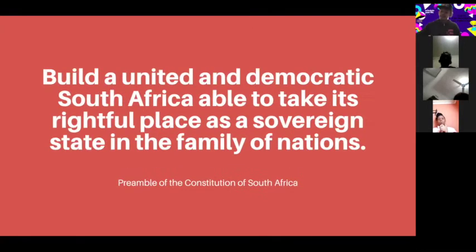And then the fourth part of the preamble says to build a united and democratic South Africa and take its place as a sovereign state. A sovereign state, hopefully they've taught you in the past, means you run your own country by your own laws. You stand for yourself. You're not being puppet mastered by some weird country in another place. So we are a sovereign state. We run our own country.